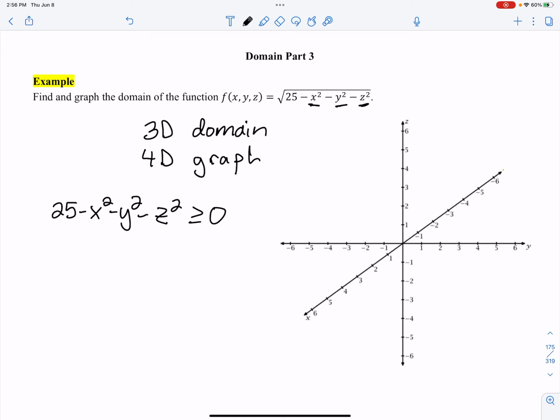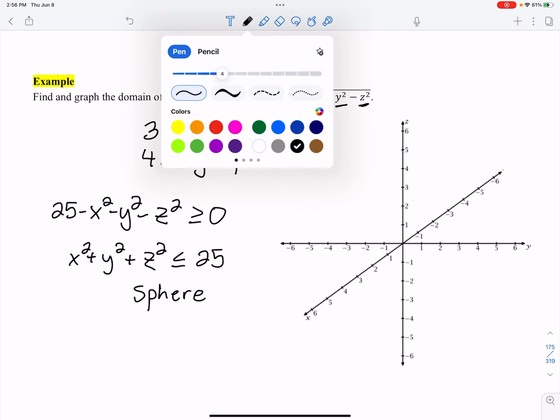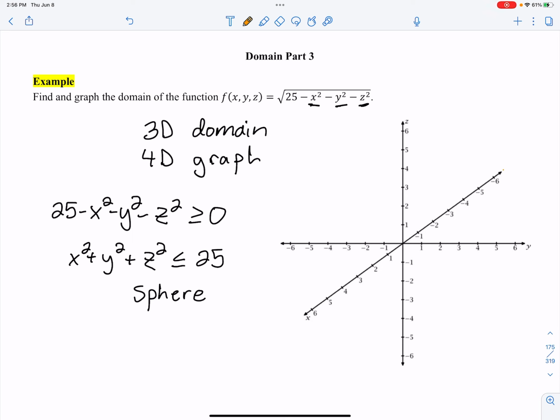It can't be negative. If I move my x squared, y squared, and z squared over, I get that all of that is less than or equal to 25. Hopefully this rings a bell. This is a sphere. It's the inside of the sphere, a whole solid sphere with a radius of 5. We're going to do our best to graph this. I know mine won't look great. Yours will probably look better than mine. So I'm going to put 5 in each direction.